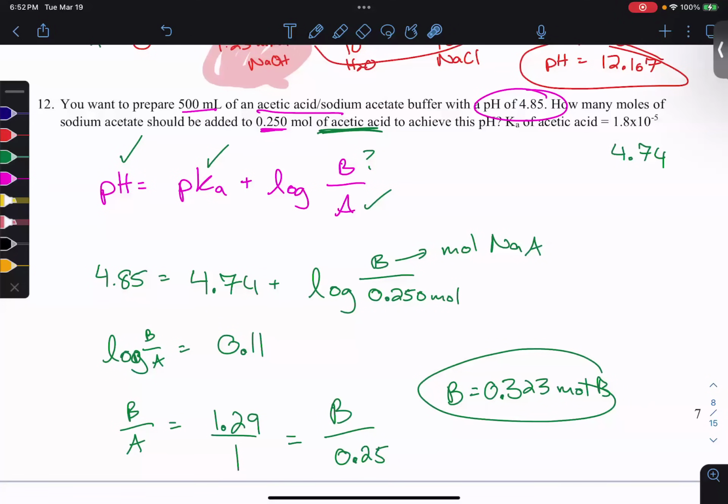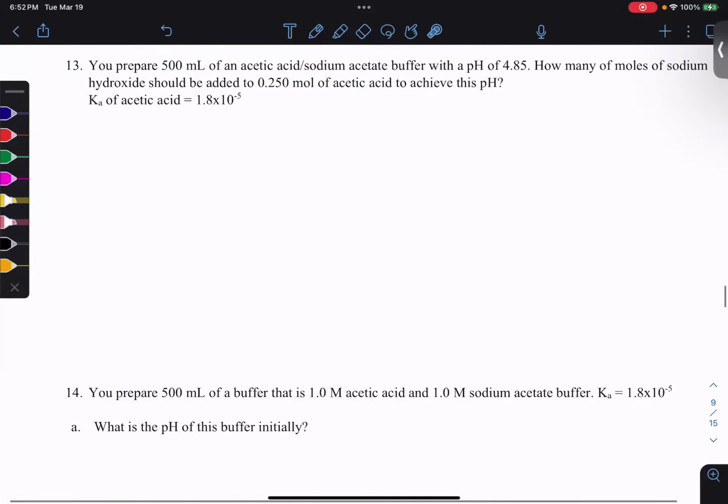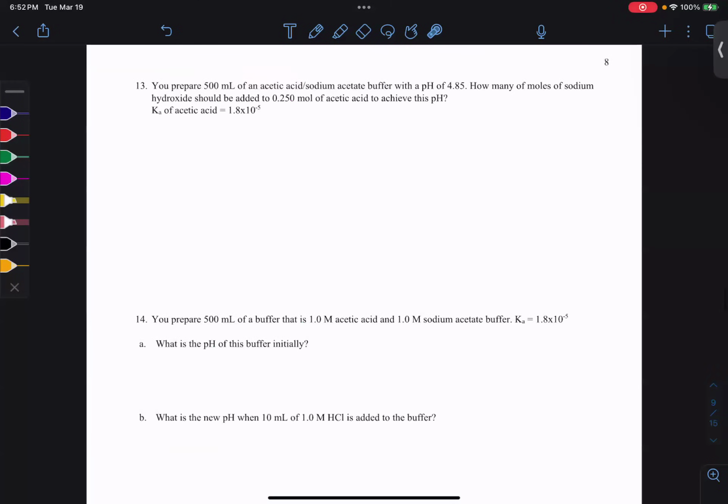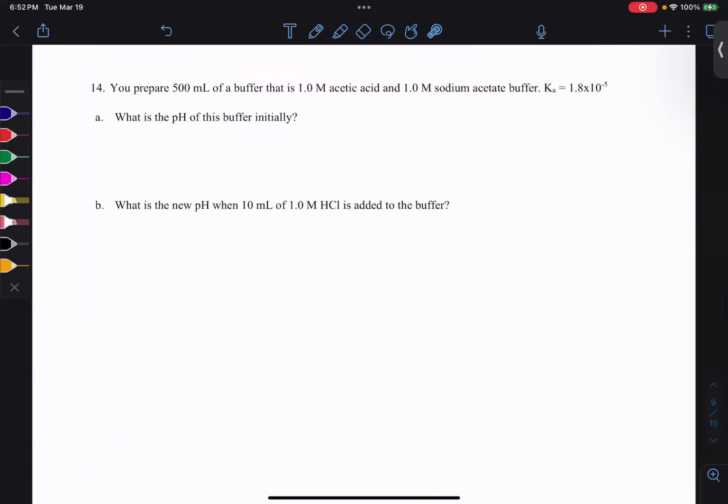But is that the only way you can make a buffer? No, you can make a buffer by adding sodium hydroxide. So I can ask this question differently. Let's say we want to, actually I don't want to do that one. Let's do 14 instead.